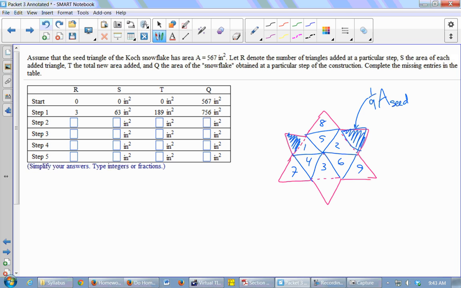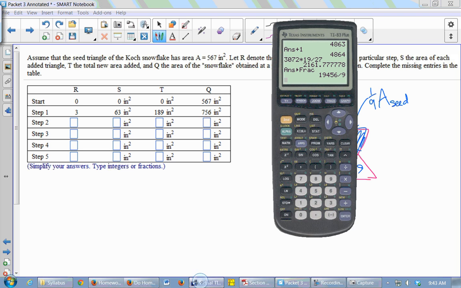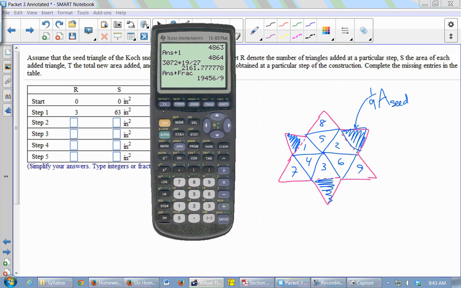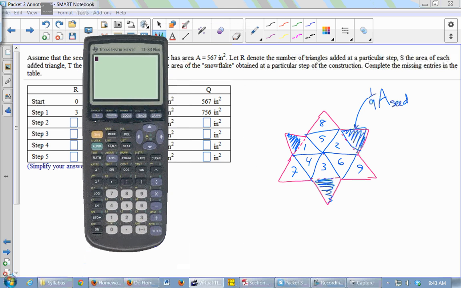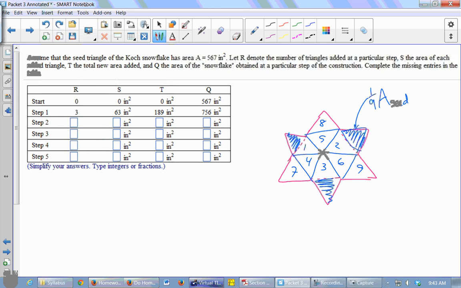So in step 1, we're adding 3 triangles on, right? So these 3 blue guys that I just shaded, those are my 3 new triangles added onto the Koch snowflake. And each one has area 63 square inches. And how did I know that? Because each one is 1/9 of the original. And my original was 567. So 1/9 of that is 63. So you always take 1/9 of the previous triangle.